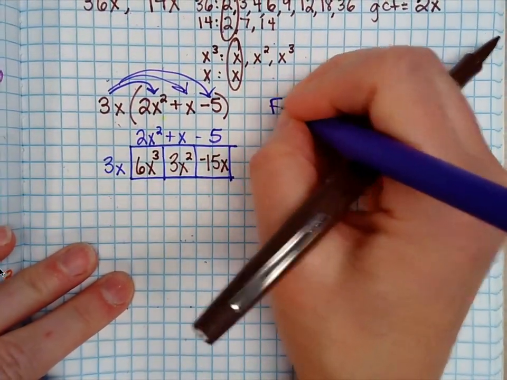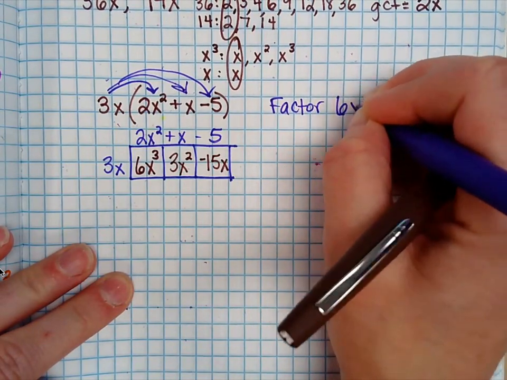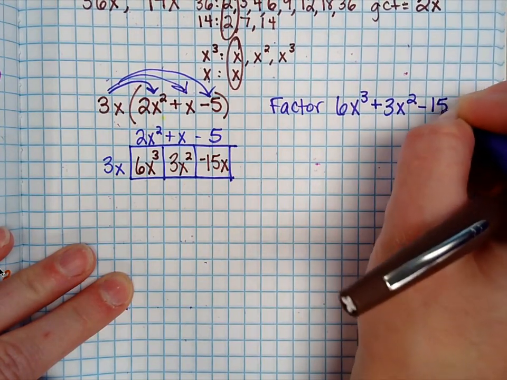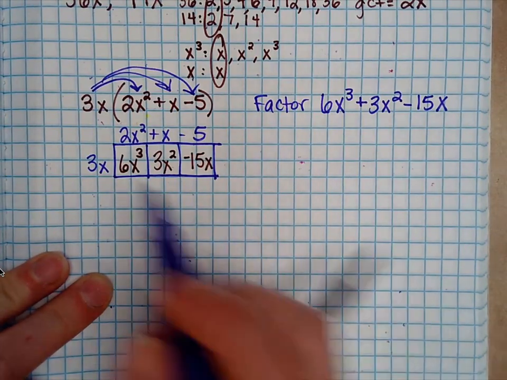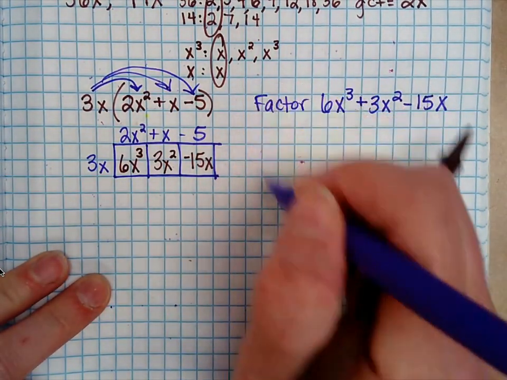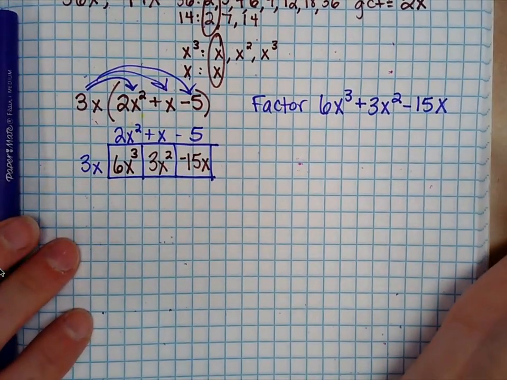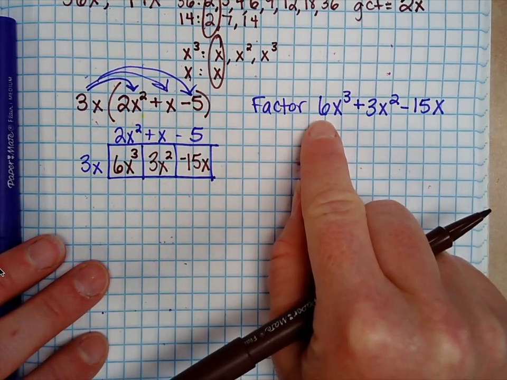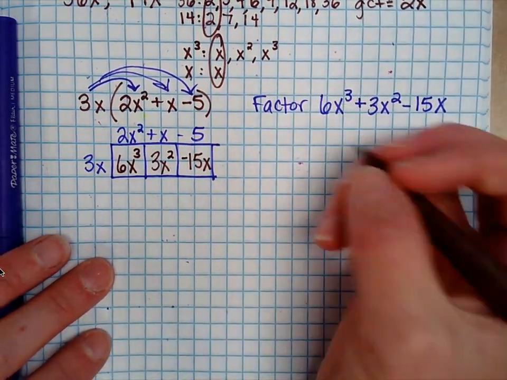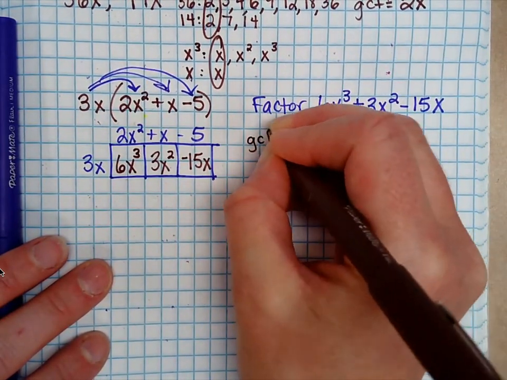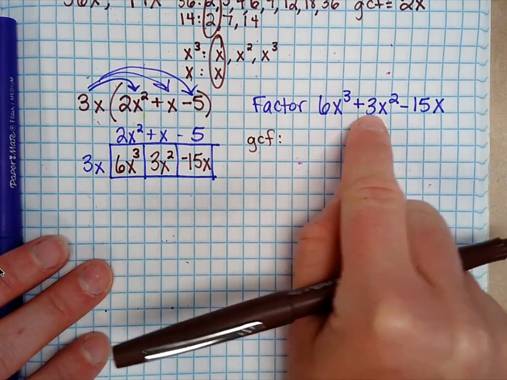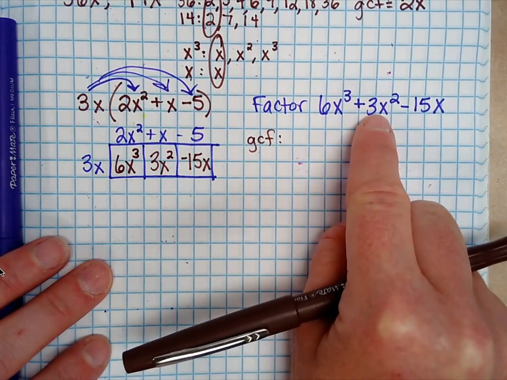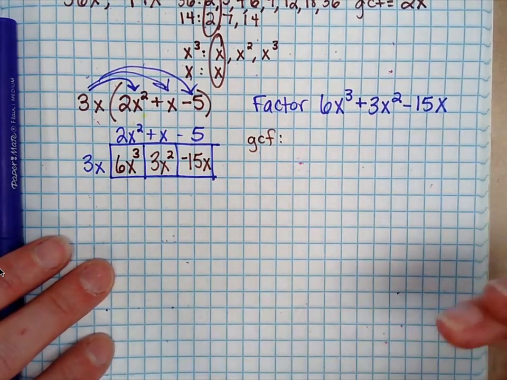So we've seen how we can distribute or use the box. Now we are going to factor. We're going to undo it. 6x cubed plus 3x squared minus 15x. So this is what we did. We distributed. Now we're going to undo by factoring. So we are going to factor out the GCF. So we're going to look for what the GCF of this is. 6, 3, and negative 15. What do they have in common? 3. 3 will evenly divide all of them, and it's the greatest. So 3.